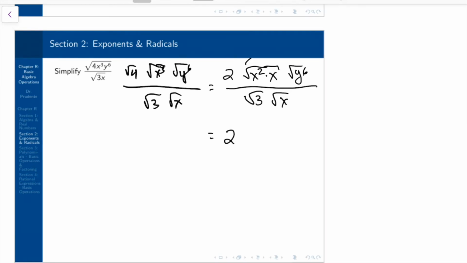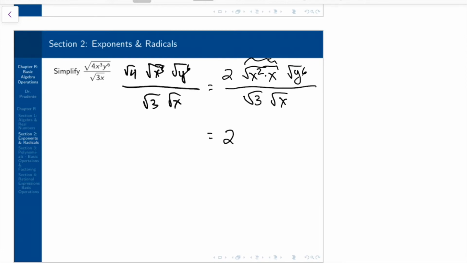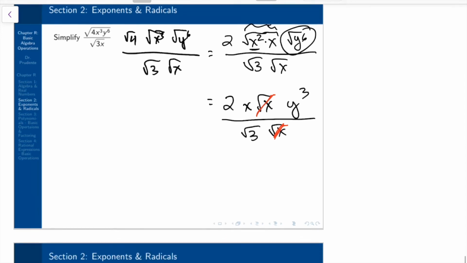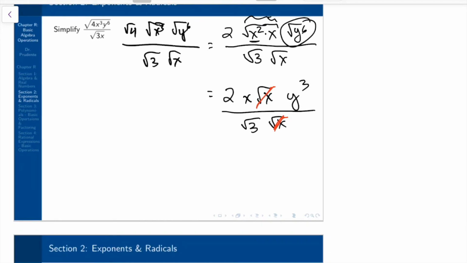I can look at this piece now and say, I can simplify that x squared right here. That's going to be the x on the outside, and then a square root of x left over. The square root of y to the 6th will just be y to the 3rd, over the square root of 3, square root of x. I see these can cancel, and now I'm left with this.